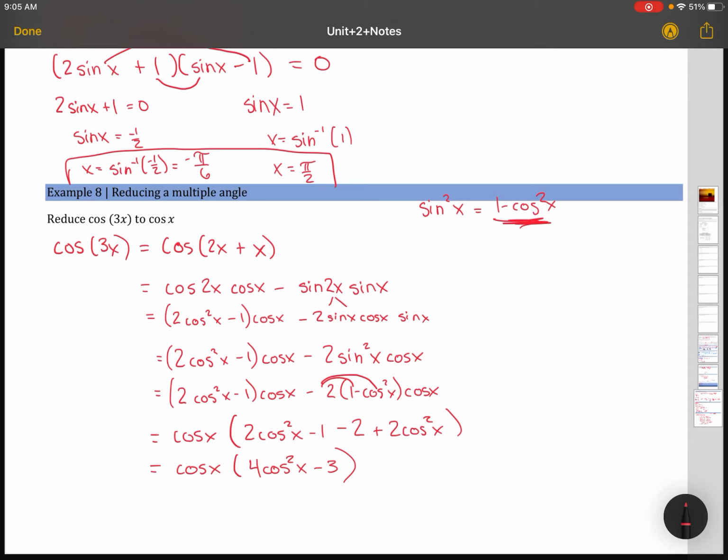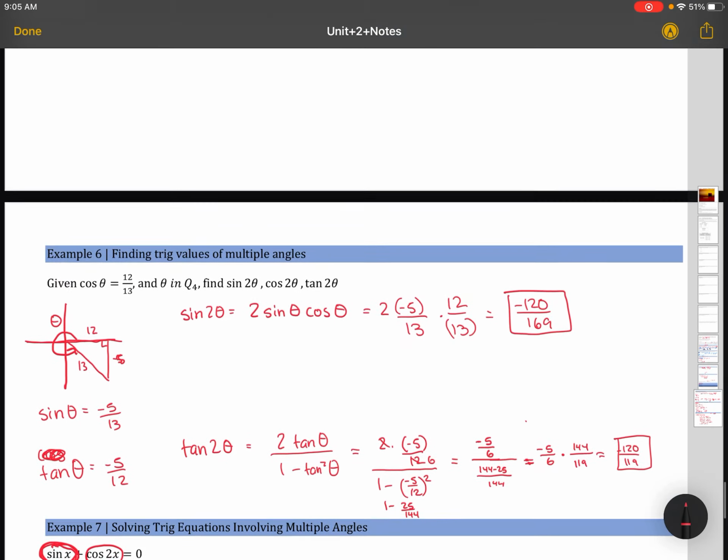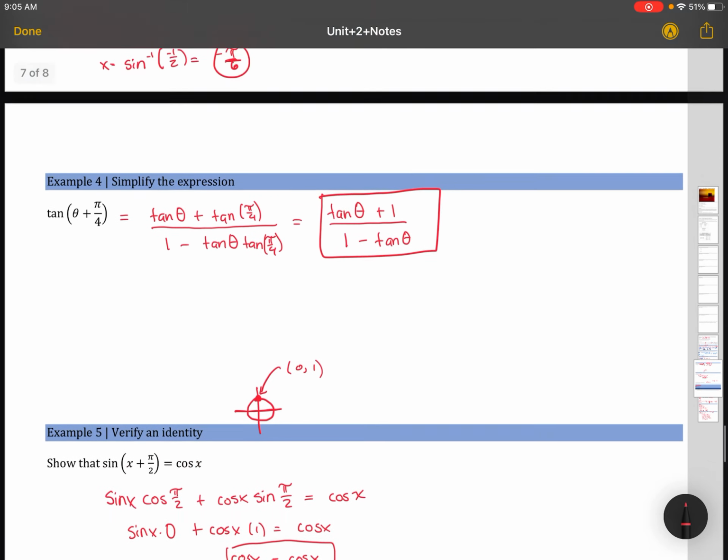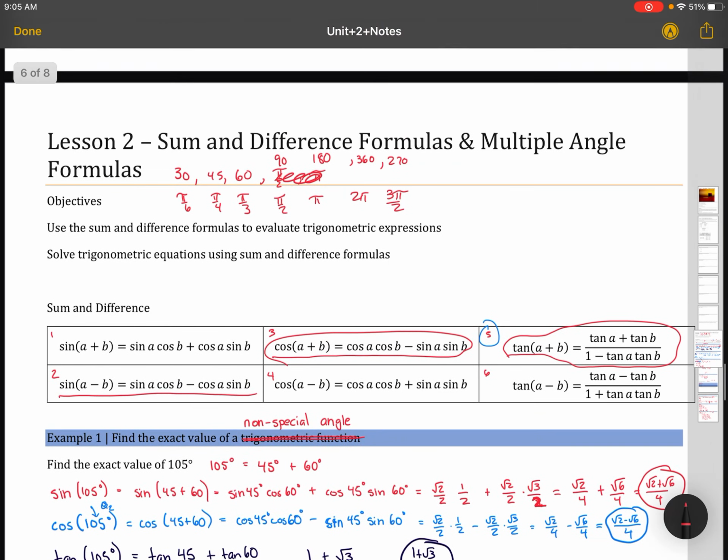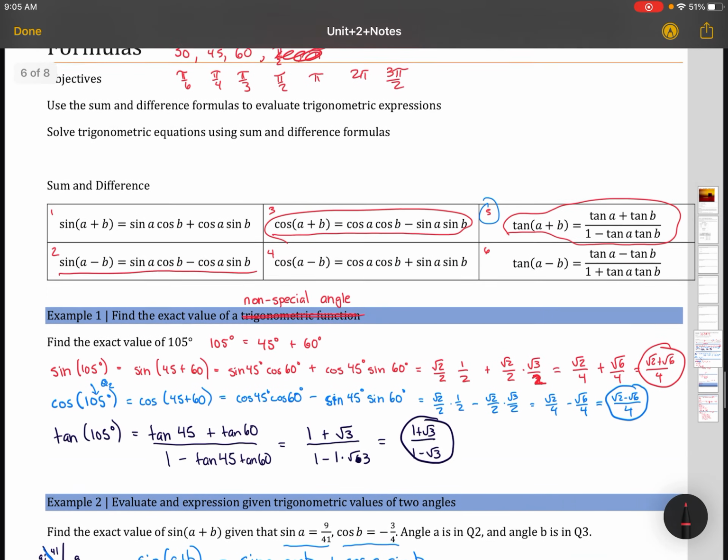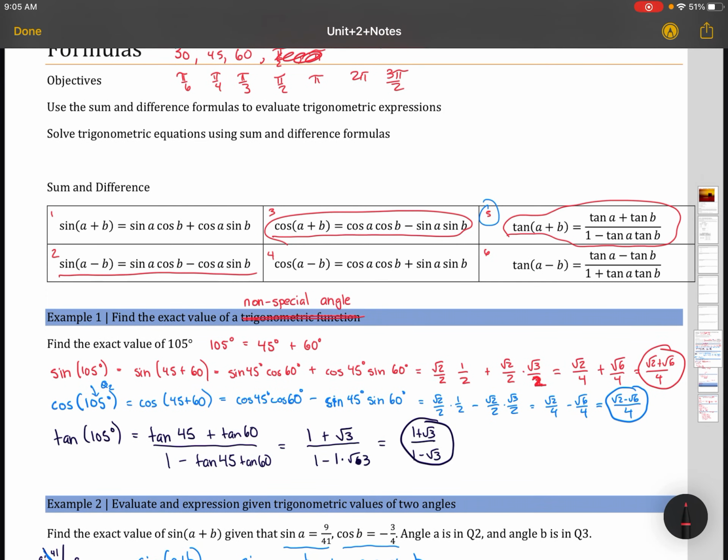All right. So that concludes our video on sum and difference formulas and multiple angles. For all of these, we're just using one of these 5 or 11 identities. And again, you'll be given these. You do not need to memorize them.